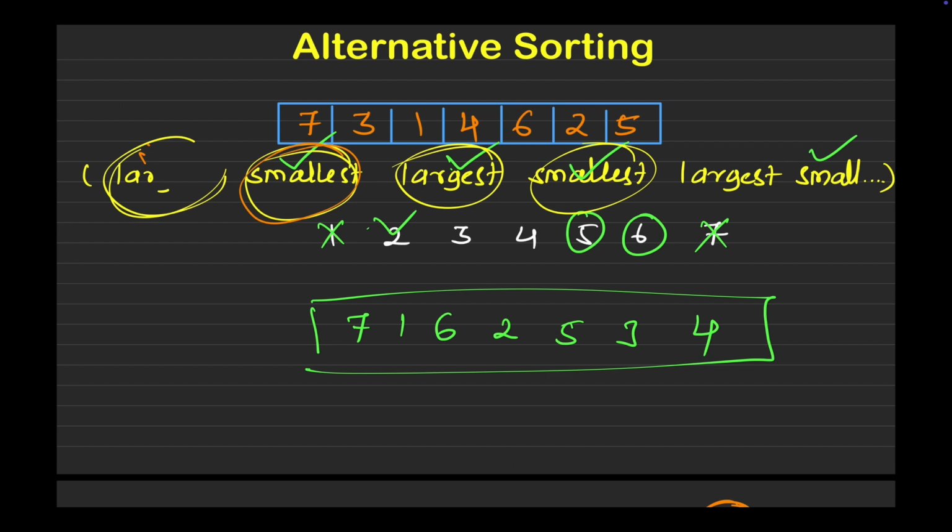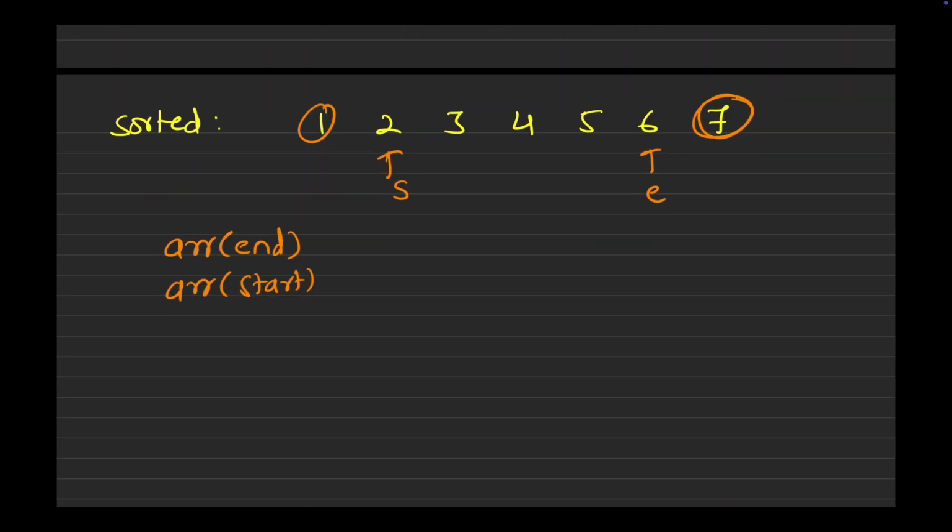Now what am I looking for? Again I'm looking for the largest element. Where is my largest element present? Of course at end. So I will print the element present at the end index and move the end index to the left side by 1. And I need the smallest now.